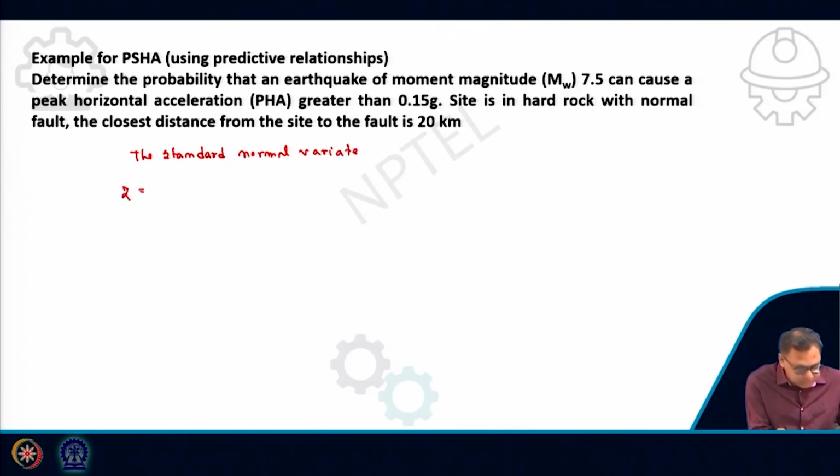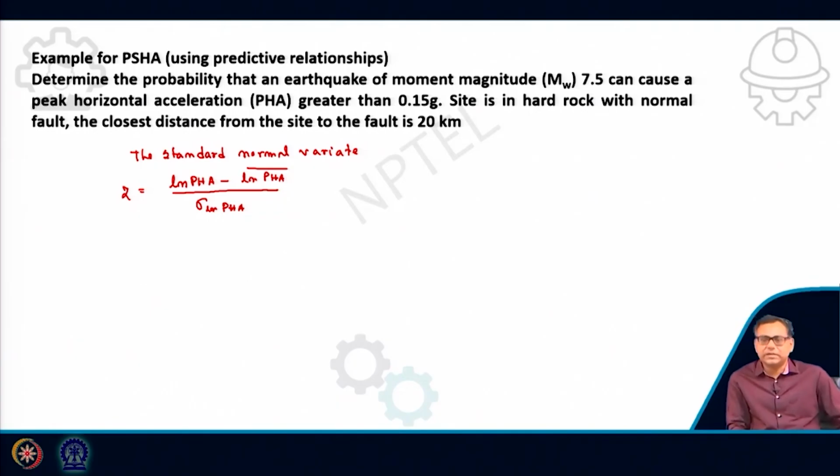Z value, I will calculate that. That will be ln PHA minus ln PHA bar divided by the standard deviation of ln PHA, because that is a standard probability concept. I am not discussing it in detail because that part is only a small thing, and this standard normal variate I can calculate here. So what is my ln PHA? Now here ln PHA will be this value and ln PHA bar will be this one.